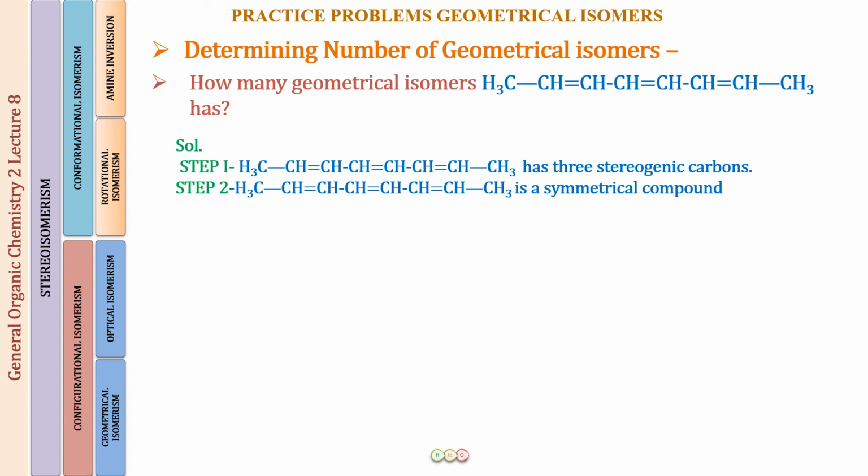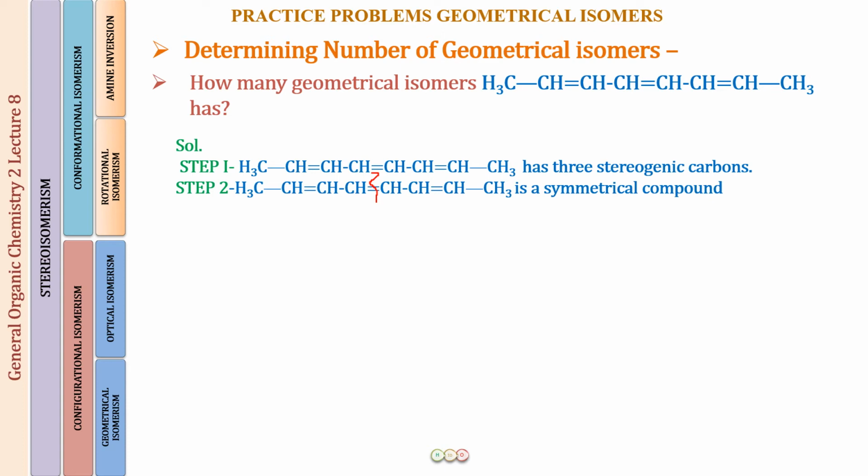How do you check that it is symmetrical? Well, what you can do is start from both the ends and keep on comparing them. So we have a CH3, a CH3, a CH, a CH, a double bond, a double bond, a CH, a CH, again a CH and a CH. So you will be able to divide this compound into two halves if you divide it at the double bond. So these are going to be two identical halves. So this is a symmetrical compound.